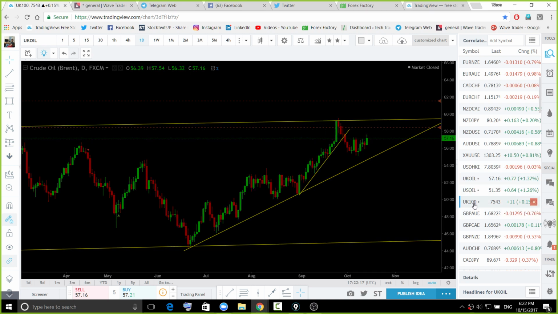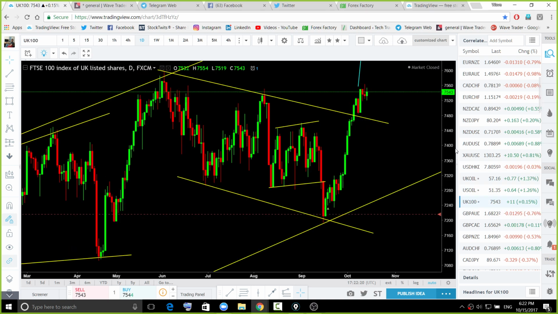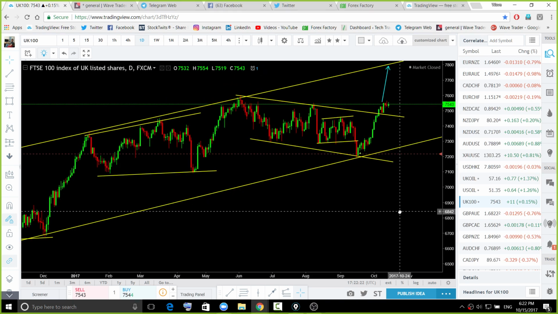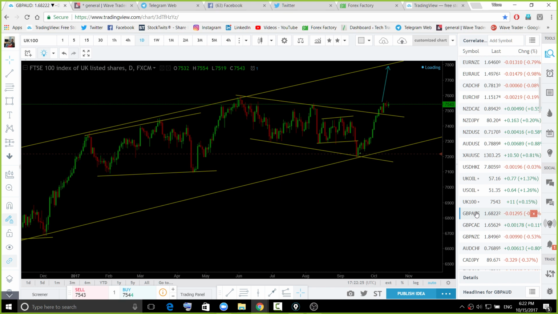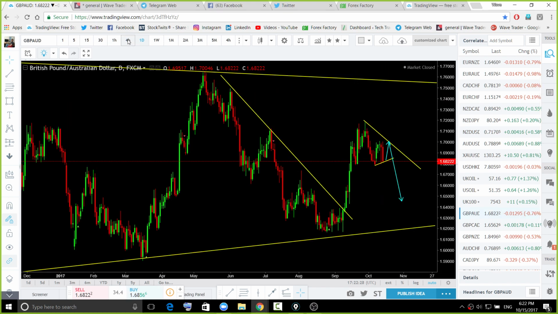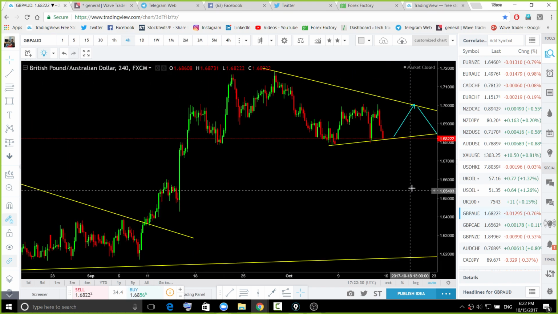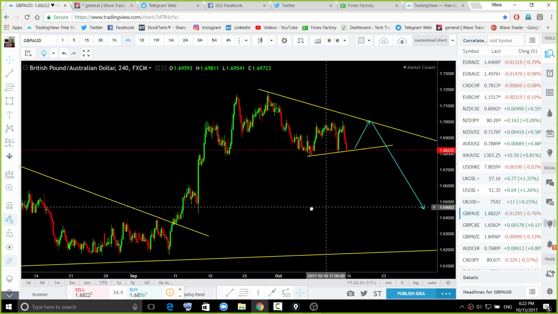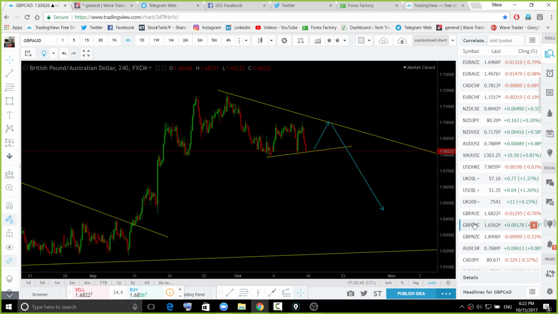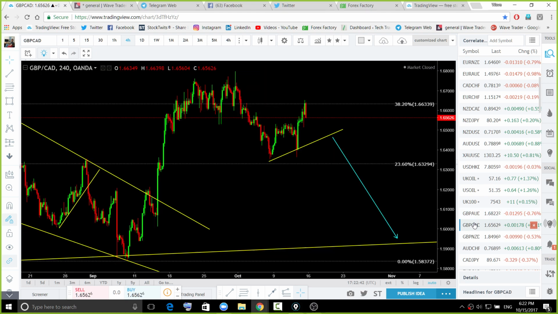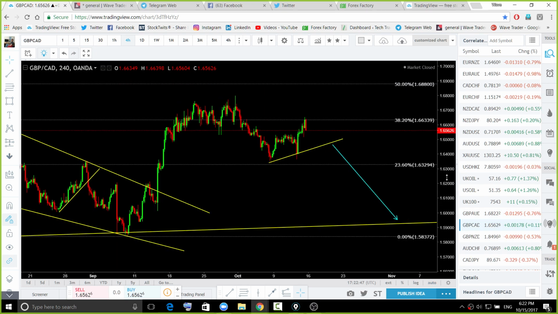UK 100 index, US oil is also the same. Not a best trade, just rising. Pound yen, pound Aussie dollar: not a best trade, but you can look for that trade after completion of that flat channel. That flat channel is not a best trade. Pound CAD is also not a best trade, similar to the other pound pairs.